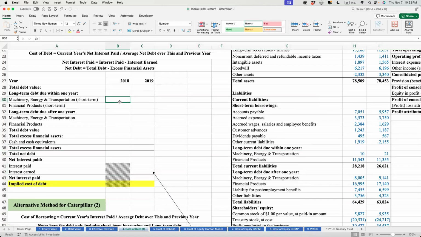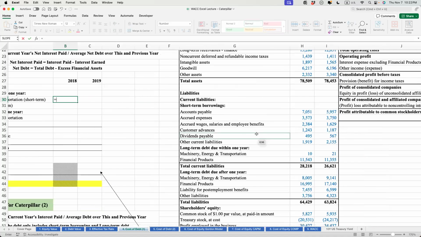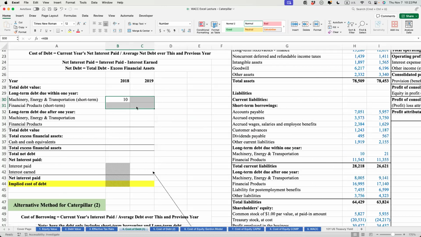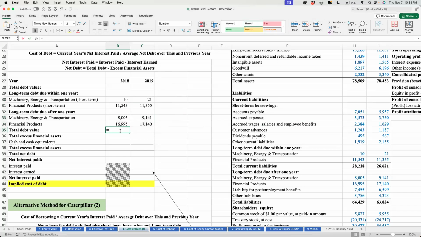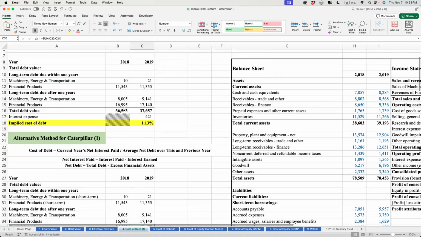So for the net debt value, let's just go ahead and link the values. This will be your short-term debt for 19 and 18. So we're going to link these two values for both years. And then for the long-term debt, same idea. We're going to link that from 18 to 19. And then we can take a sum of these. You get your total debt value. That's exactly what we solved here.